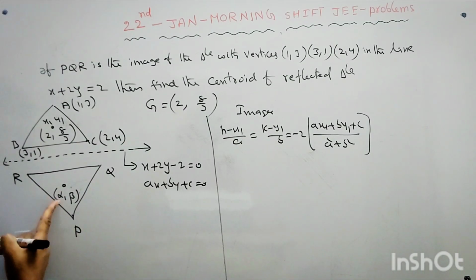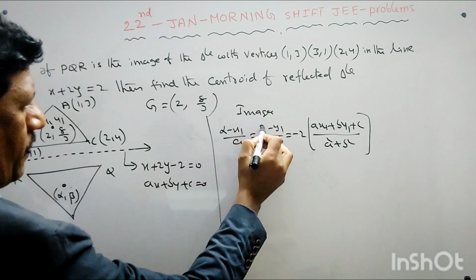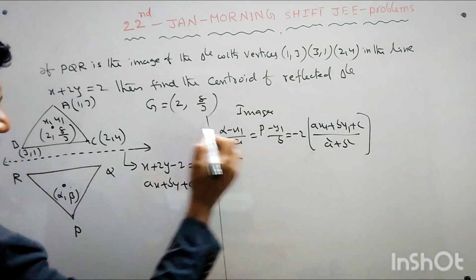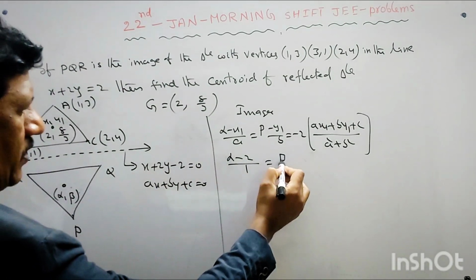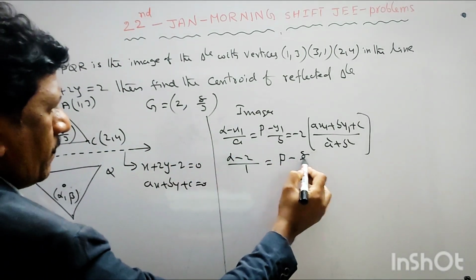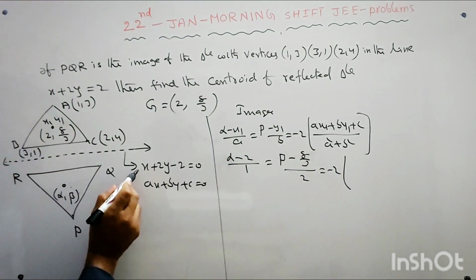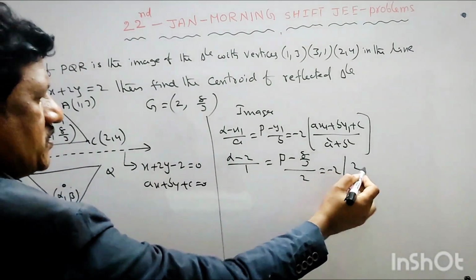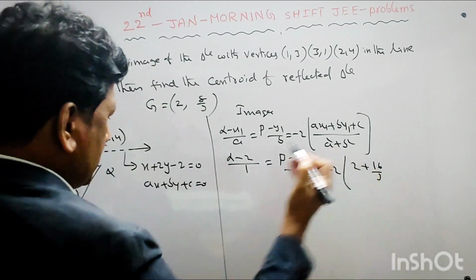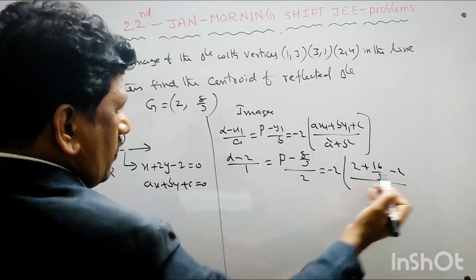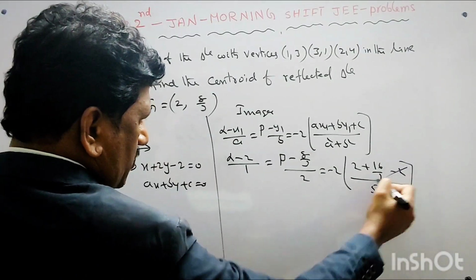Okay, so here I am taking the image point as alpha comma beta. Then alpha minus x1, that is alpha minus 2, by a, which is 1, and beta minus y1, that is beta minus 8 by 3, by b, which is 2, is equal to minus 2 into (ax1, that is 1 into 2, is 2, plus b y1, that is 2 into 8 by 3, is 16 by 3, plus c, that is minus 2) by a square plus b square, that means 5.